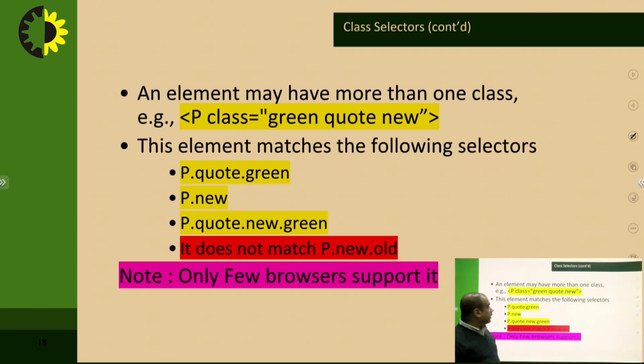Next, if I talk about the class selector, an element may have more than one class. So in this example, P class equal to green coat new. Multiple classes are there. So this element matches the following selectors: P dot coat dot green, P dot new, P dot coat dot new dot green in random order also. It does not match P dot new dot old. If you are using any other kind of value, it will not apply. Also, only a few browsers support it, not all browsers.